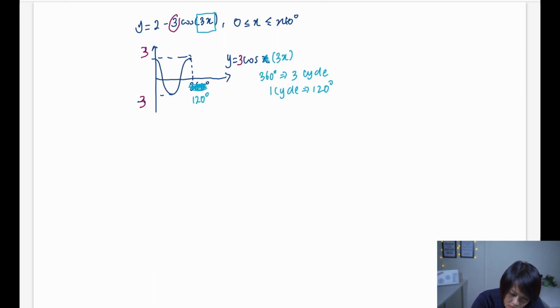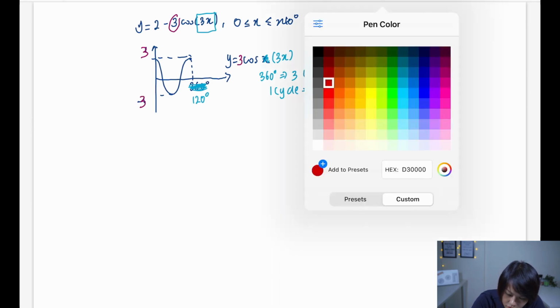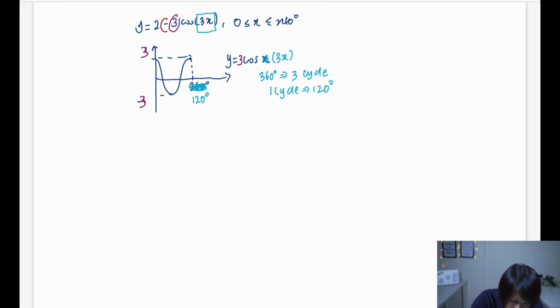Now this next part is where students get a bit confused, which is the negative. Can you see that there is a negative in front of the 3? So what does it mean? When there is a negative in front of the trig function, it means that the graph is being flipped along the x-axis. So it looks like this. Let me draw in red color so you can see it goes up and goes down. It's like an inverted U. So this is y equal to negative 3 cosine 3x.